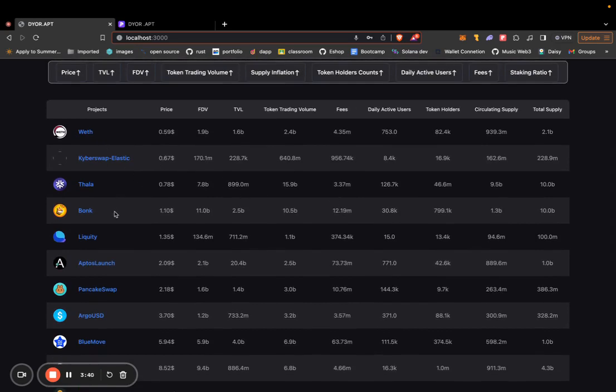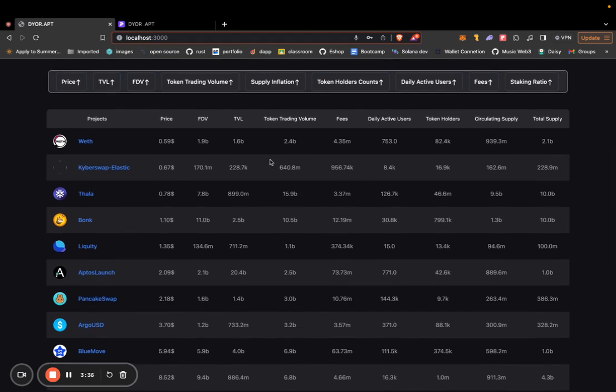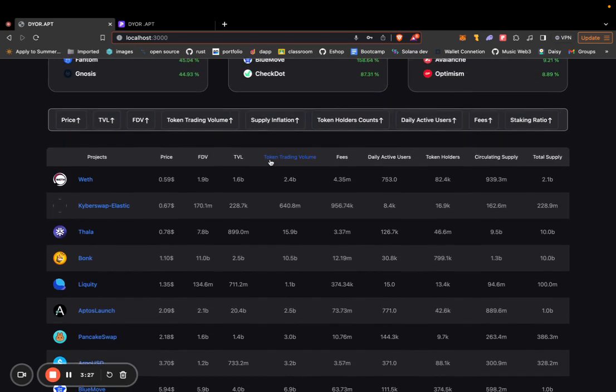You can see VET, Thala token, Bong, Aptos launch, with the basic details like price, FDV, then TVL, total trading volumes in the tokens, fees right now going on, daily active users on these tokens or token holders, the volume of the token holders, circulating supply all over the world, and total supply.